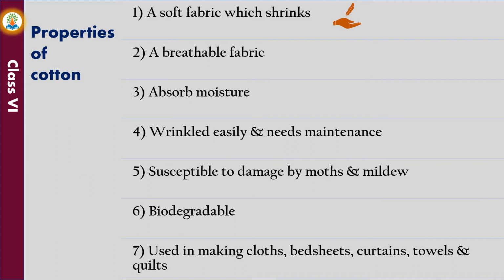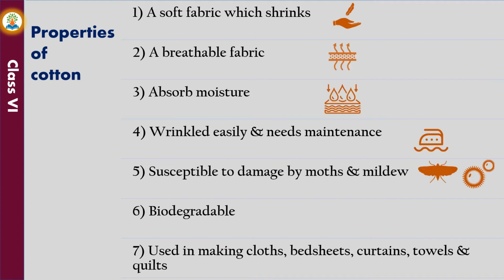Cotton is a soft fabric which shrinks. It is a breathable fabric. It absorbs moisture. It gets wrinkled easily and needs maintenance. It is susceptible to damage by moths and mildew. It is biodegradable. It is used in making cloths, bedsheets, curtains, towels and quilts.